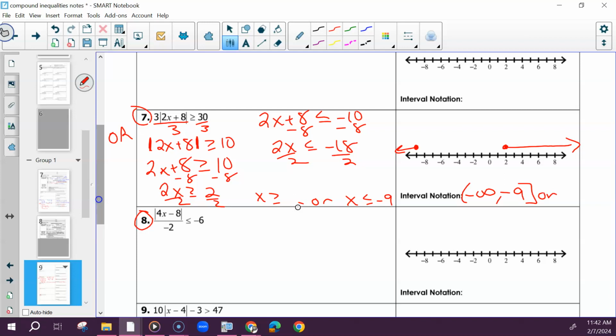Oh, yeah, that's what you want to do. Two divided by 2 is 1. Oh, I wrote the wrong thing, but it should have been 1.